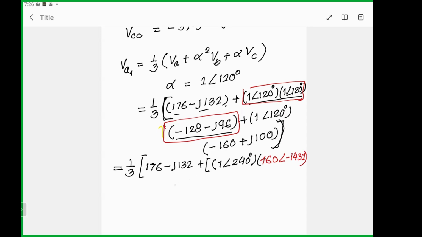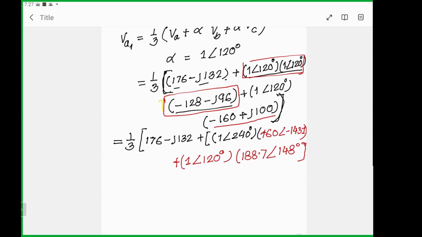Okay. Similarly, I will do the same for the last quantity. So this will be 1 at an angle of 120, and then this will be multiplied. Then the last quantity, what is the polar form of this one? 188.7, angle 148 plus, right? Yep. Okay, very good. Those who are not capable of doing this, you just need to learn how to use the calculator.